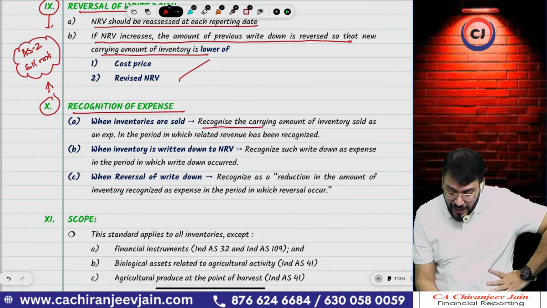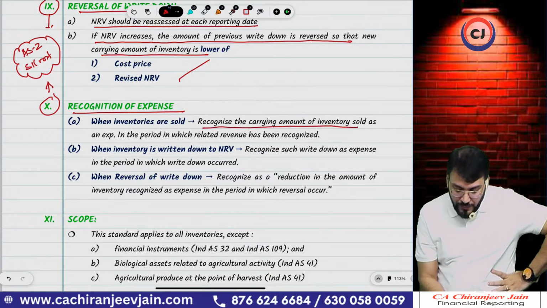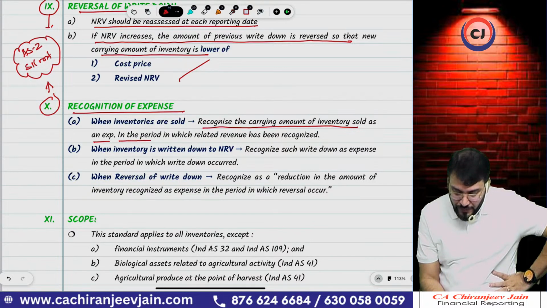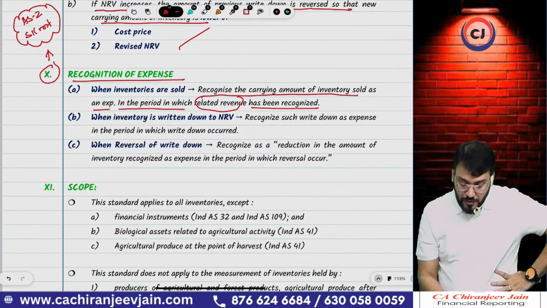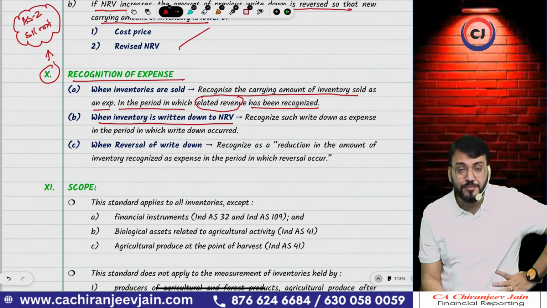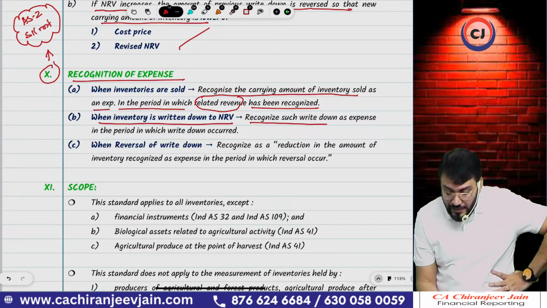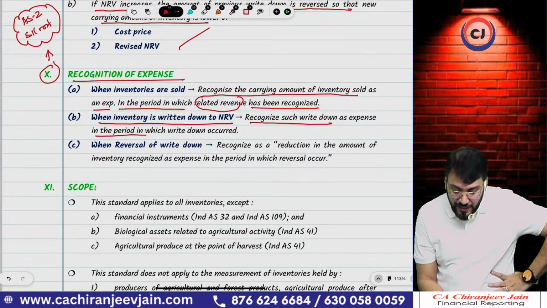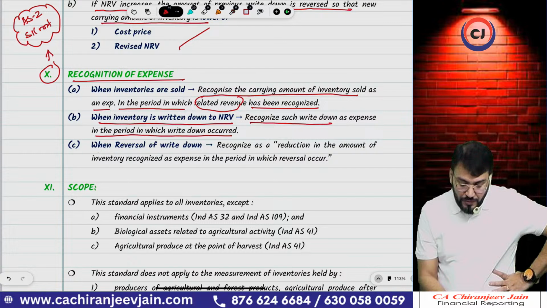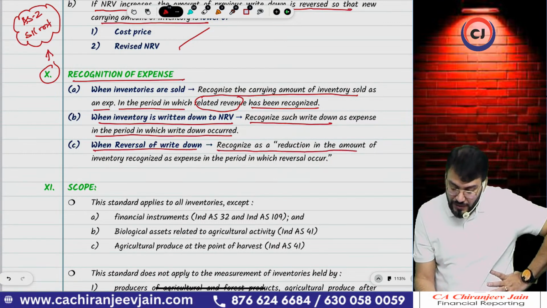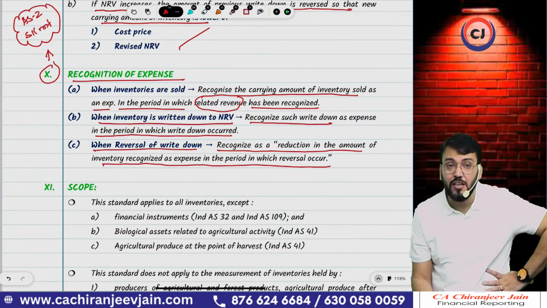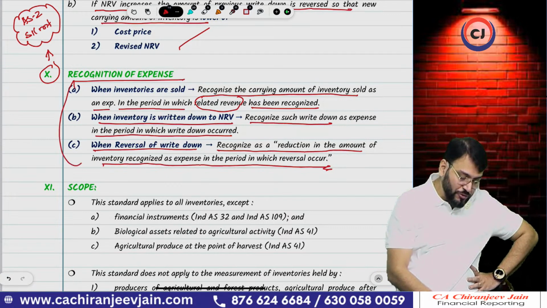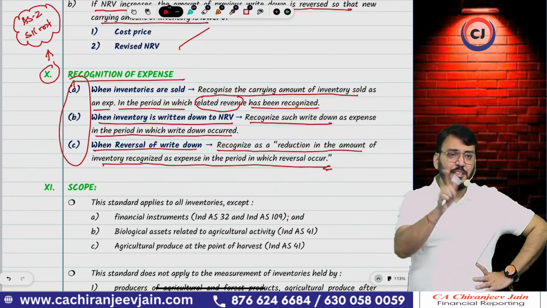Recognize the carrying amount of inventory sold as an expense in the period in which related revenue has been recognized. When the inventory is written down to NRV, recognize such write down as an expense in the period in which the write down occurred. When a reversal of write down occurs, recognize it as a reduction in the amount of inventory recognized as an expense in the period in which the reversal occurs. I hope now you have understood A, B, C. Already I have explained with that example.